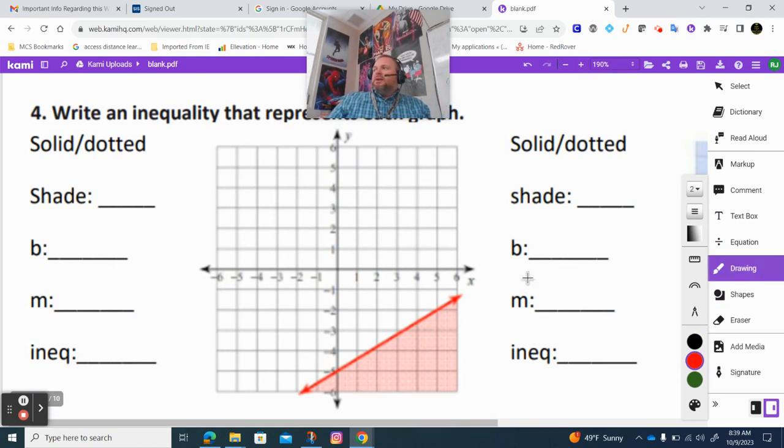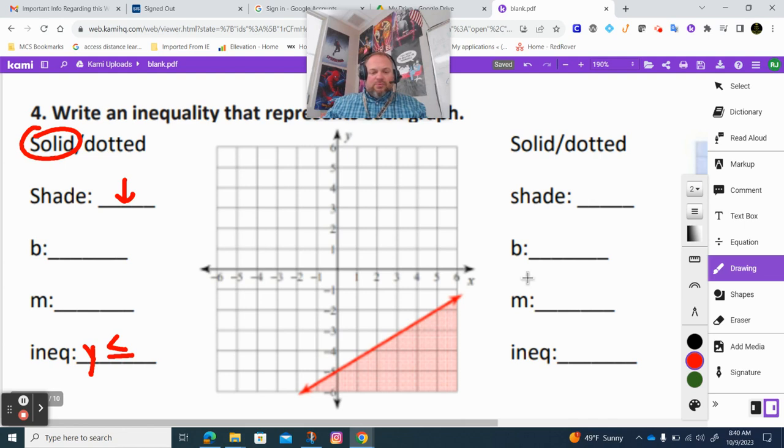Is this solid or dotted? It's solid. So we know we're going to have something with a line underneath it. Okay. Which way is it shaded? Above or below the line? Below. So that means the y is not going to be eaten.